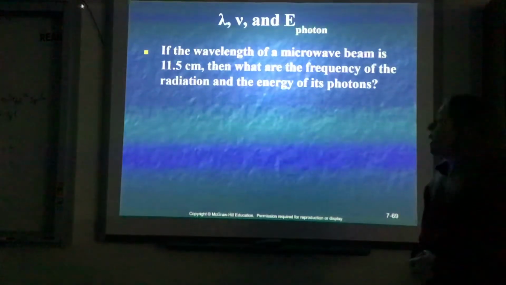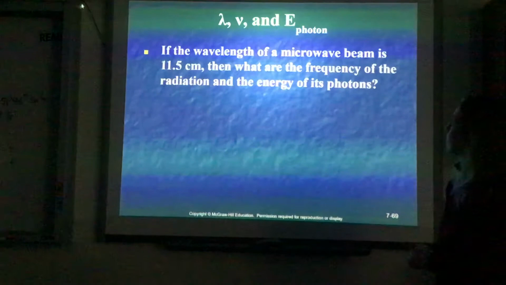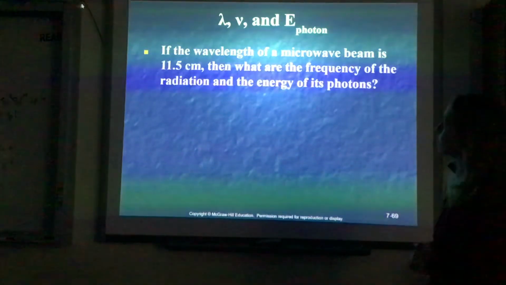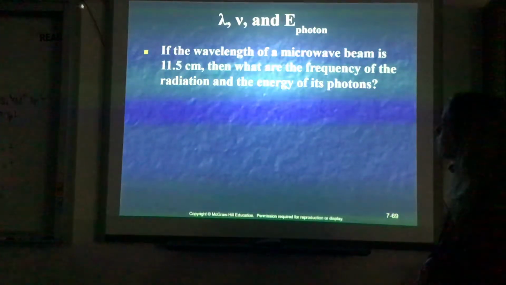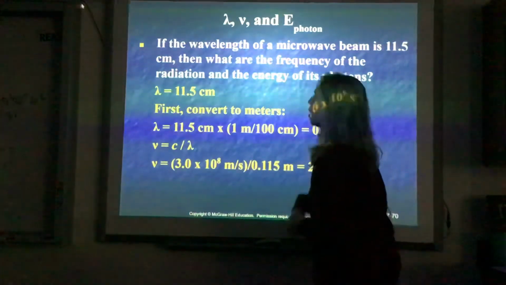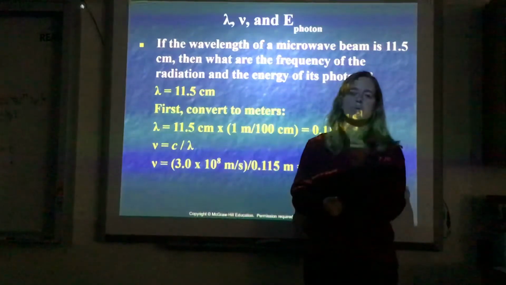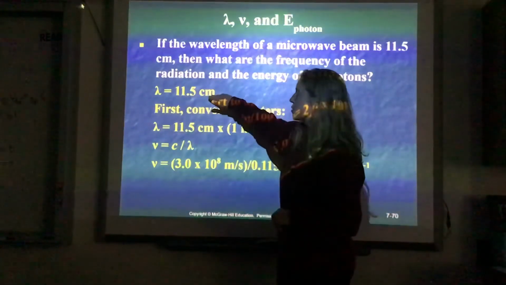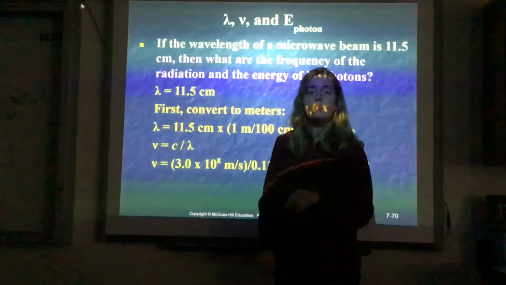All right, so let's try another problem. Here we have the wavelength of a microwave beam is 11.5 centimeters. Then what are the frequency of the radiation and the energy of its photons? Once again, we have our wavelength in a unit that is not comparable to the speed of light. So we have to take 11.5 centimeters and convert that into meters. There are 100 centimeters in a meter.